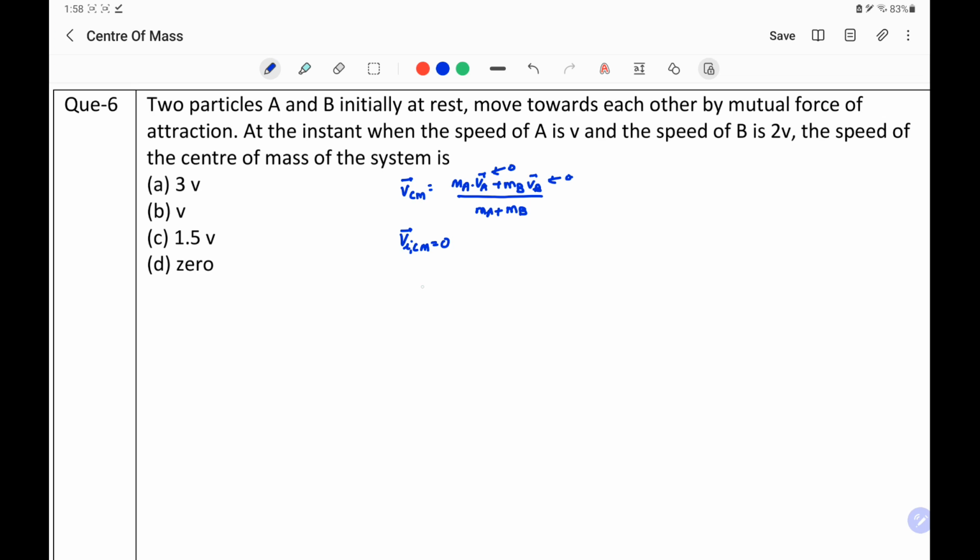And as per question, the masses are moving towards each other by the mutual force of attraction, which is an internal force. This means external force, which is equal to rate of change of momentum, is equal to 0, or momentum will be a constant term. Momentum is the mass into velocity, so it is constant, or we can say velocity of center of mass is constant. It means initial velocity of center of mass will be equal to the final velocity of center of mass. We have calculated that initial velocity is 0, so finally also the center of mass will be at rest. Hence option D is the correct option.